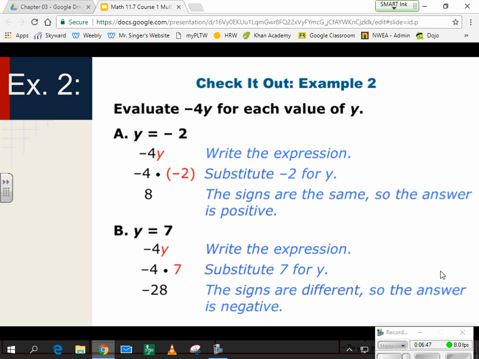So this is really how you should be showing your work. Writing the expression, plug and chug the number in for the variable, and then give the answer below it. The only other step I would do is circle the answer.